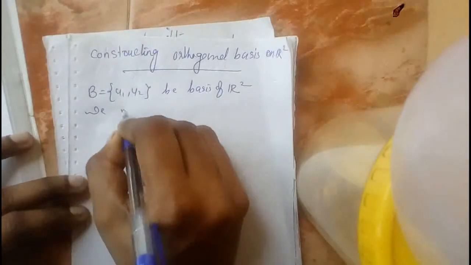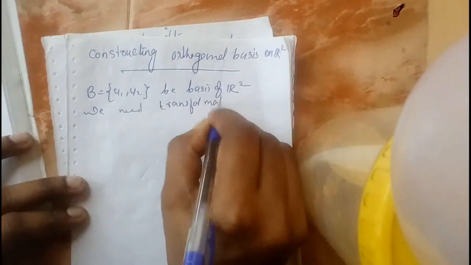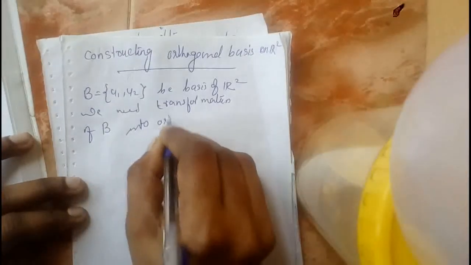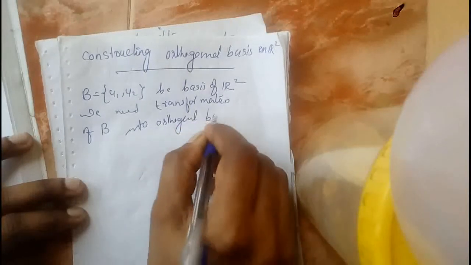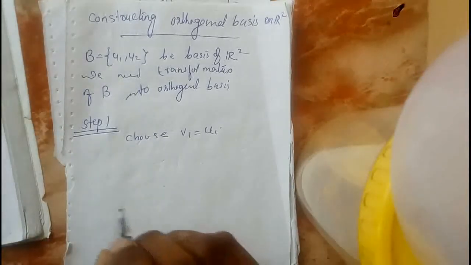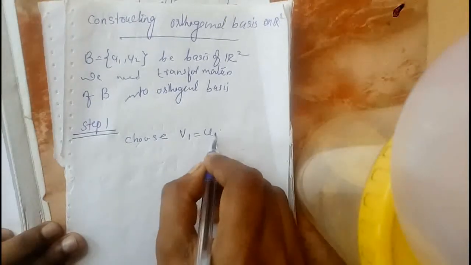So we need a transformation of B into an orthogonal basis. So step 1, choose V1 equal to U1. We denote the orthogonal basis by V's and the given bases are U's. So we choose V1 equal to U1.